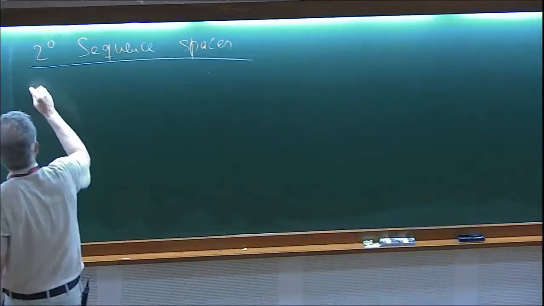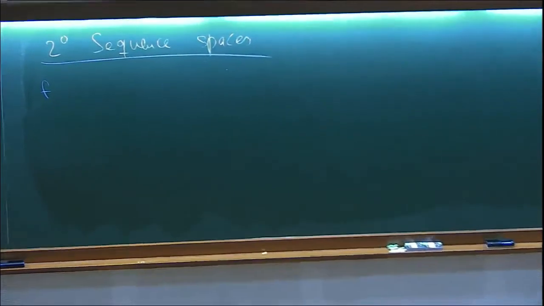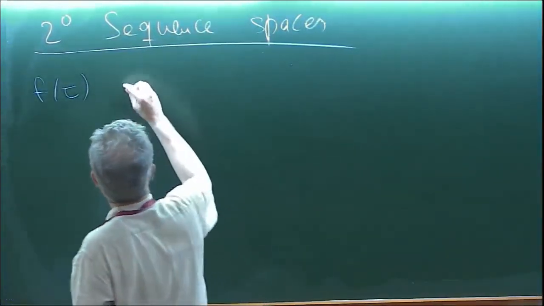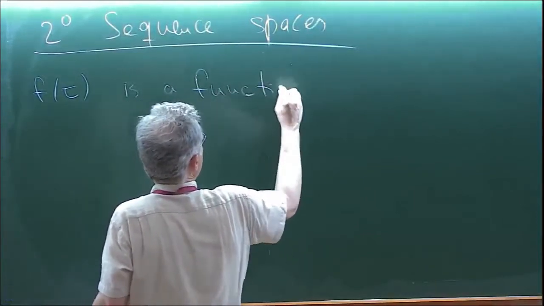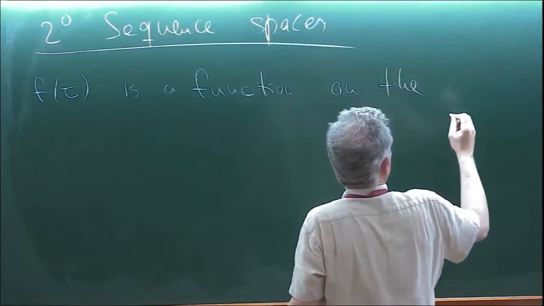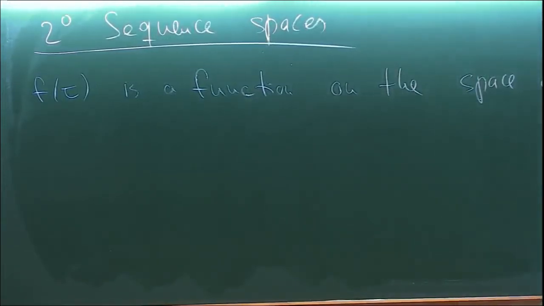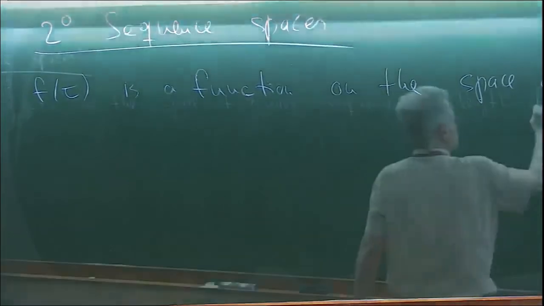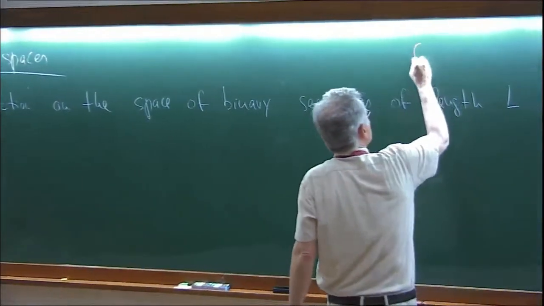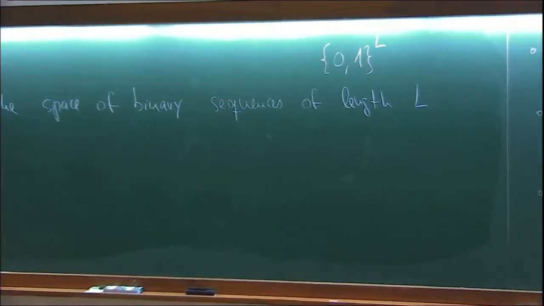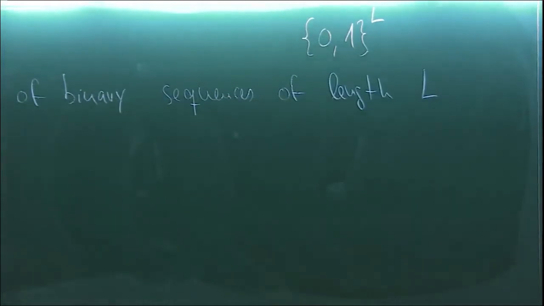So this function f of tau, and for shorthand, I'm just going to write this sequence as tau. So f of tau is a function on the space of binary sequences of length L. And so this we could write, for example, as the set 0, 1 raised to the power L. And this space has a natural metric, which is the so-called Hamming distance.